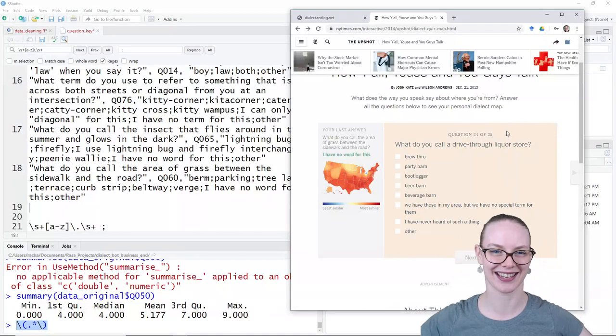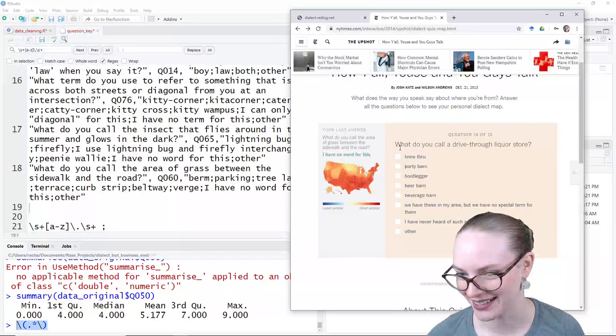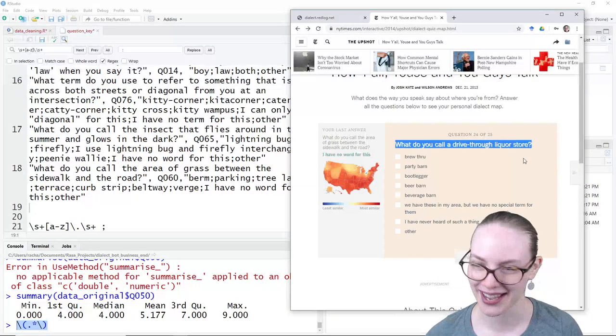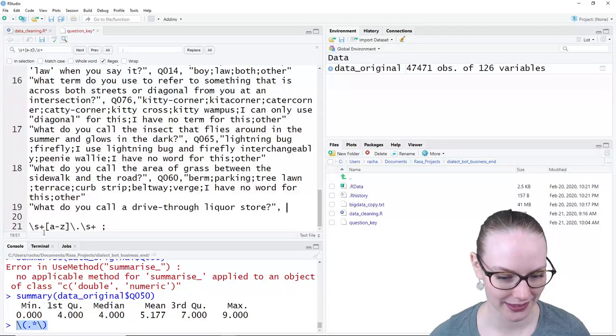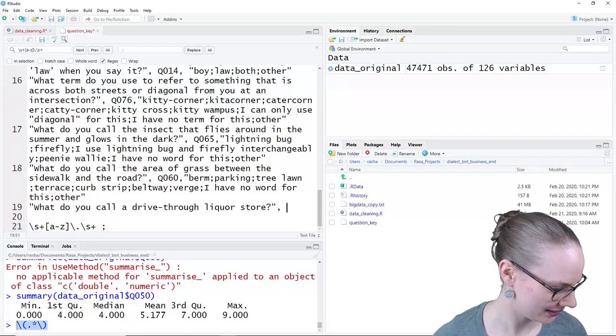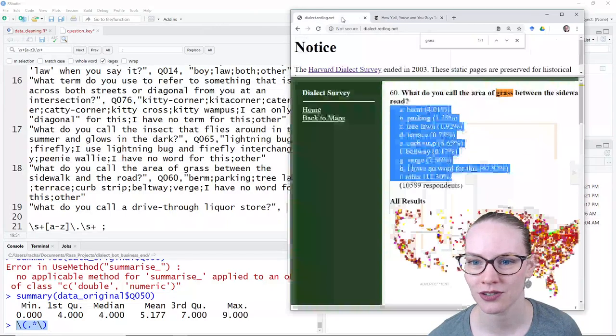Hey, this is the question that tells you where I'm from. What do you call a drive-through liquor store? That is a brew-through, my friends. I think I've talked about this before on the stream. Very, very localized term. Not going to be super discriminative for everybody. Drive-through liquor store.